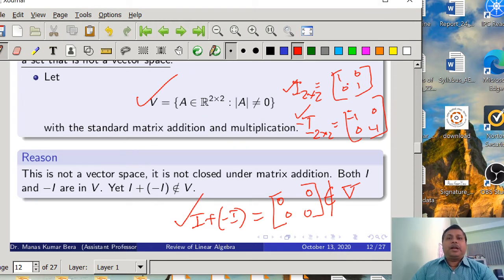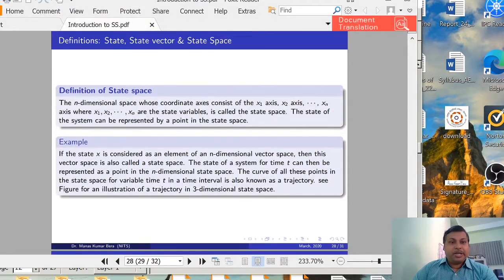Now I think you can probably understand the definition we have given for the state space, and why the name state space has been given. Basically, state space is nothing but a vector space of Rn. So now we recollect the definition we gave earlier. What is the definition of state space? The n-dimensional space whose coordinate axes consist of the x1 axis, x2 axis, up to xn axis, where x1, x2, xn are the state variables, is called the state space. The state of the system can be represented by a point in the state space.